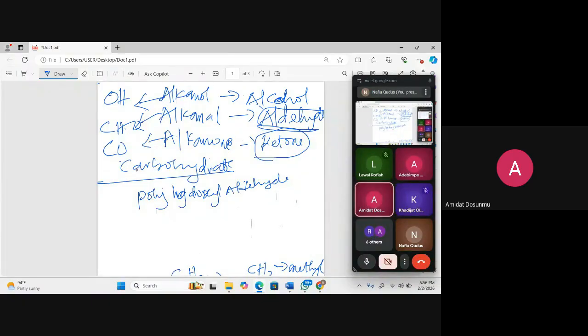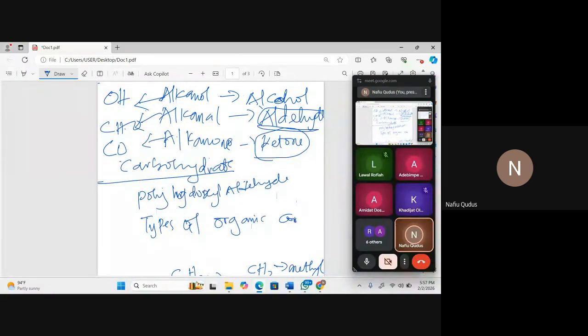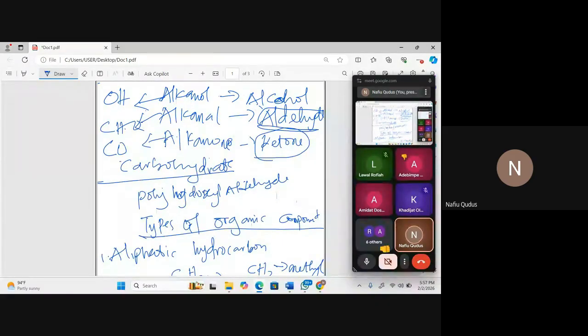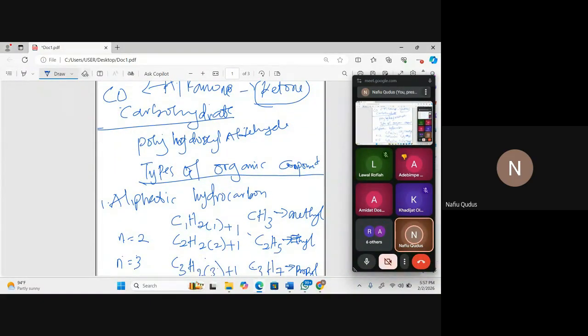Wait. Before we come back to that, we will simply look at the types of organic compound that we need to know. Number one is aliphatic hydrocarbon. I think we are familiar with that, right? We have aliphatic. Who can still remind us of the others?